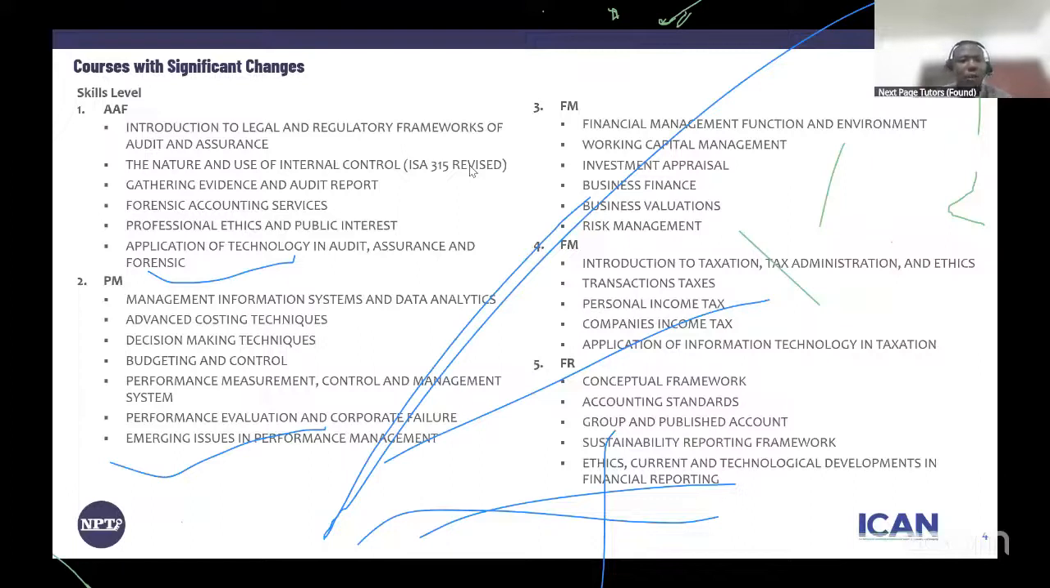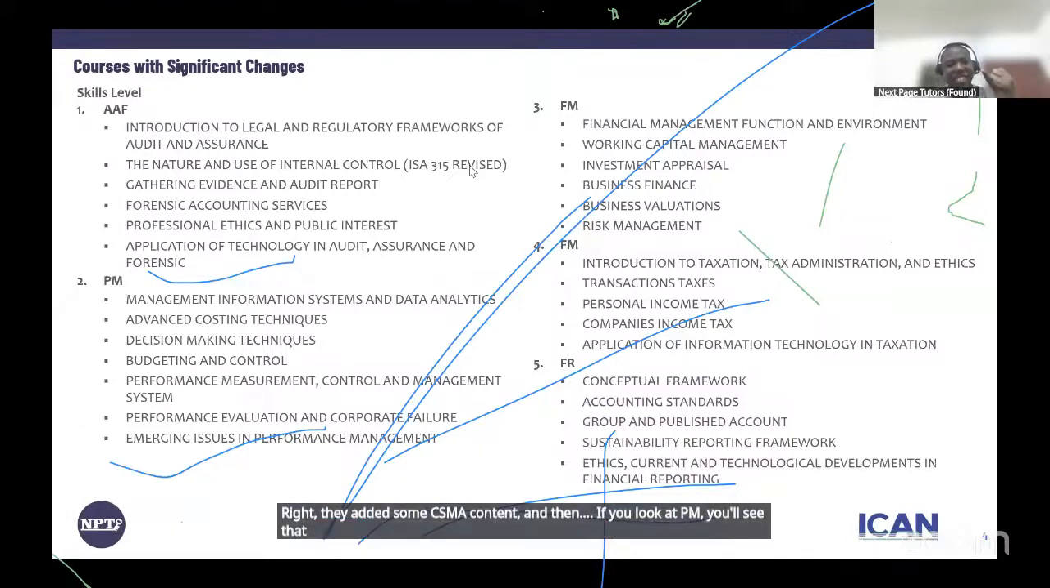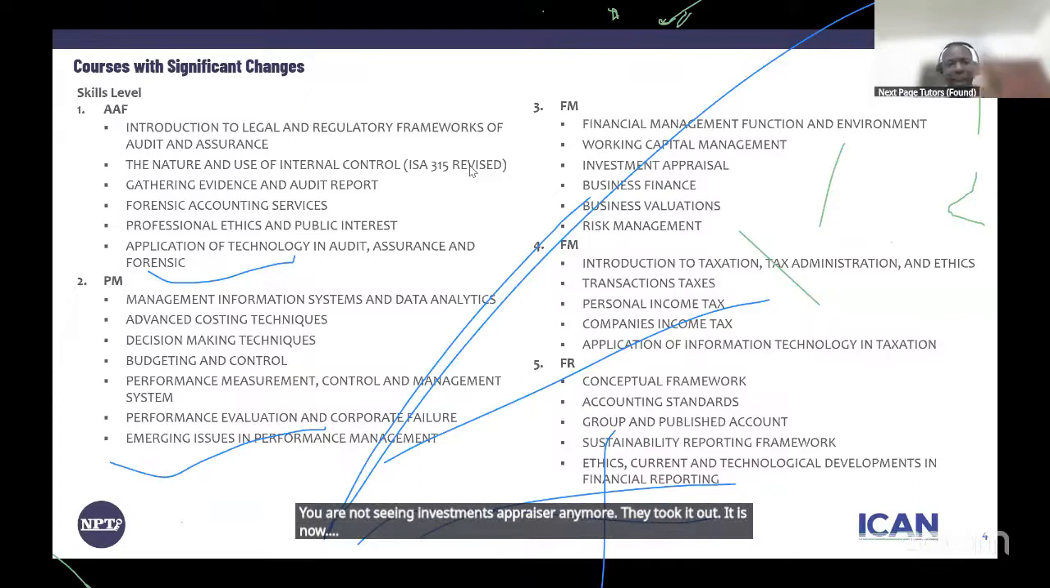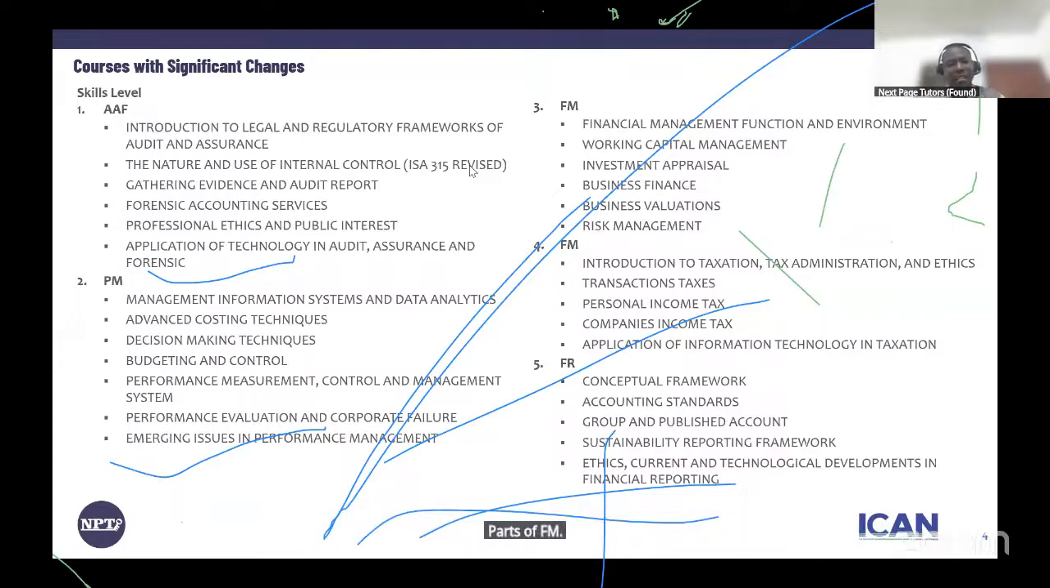All right, moving on to PM. So at PM level, over here they also added some CSMA content, right? They added some CSMA content, and then if you look at PM, you see that you are not seeing working capital management anymore. You are not seeing investment appraisal anymore. They took it out. It is now part of FM, right? And what does that mean?